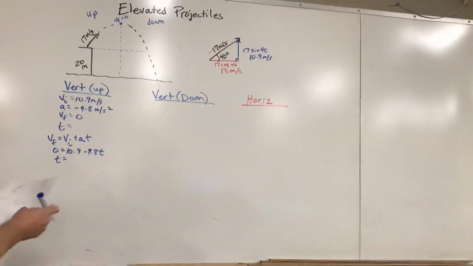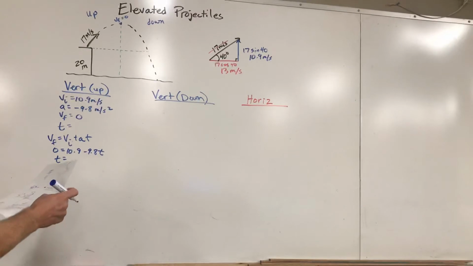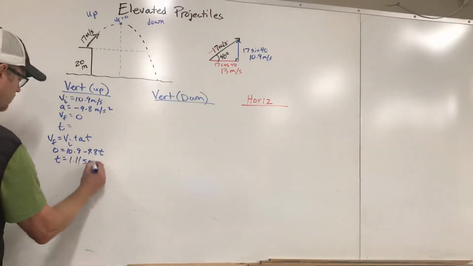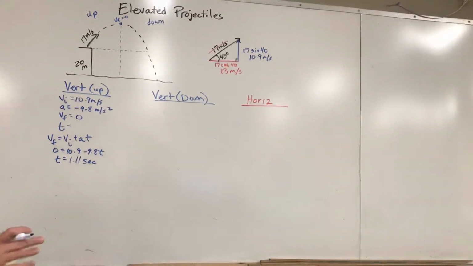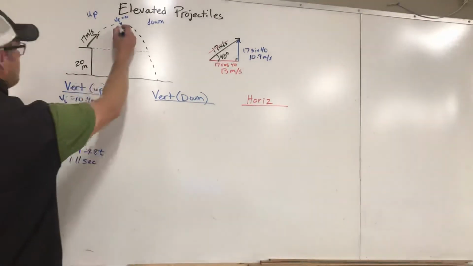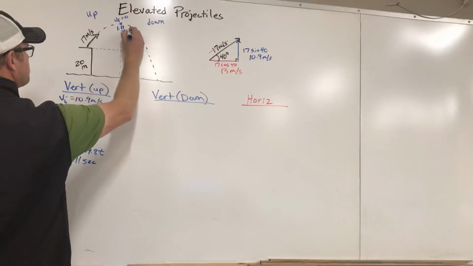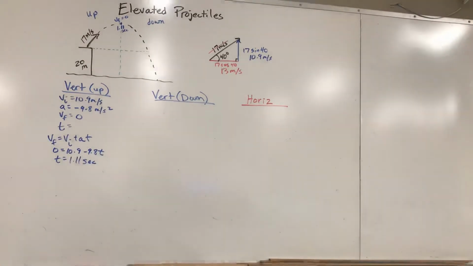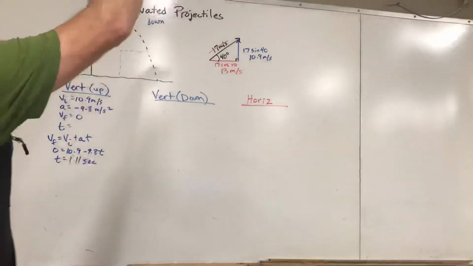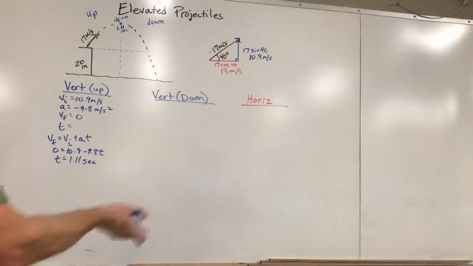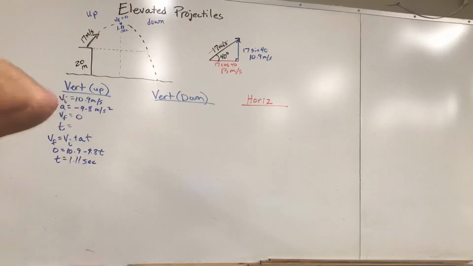Okay, and in this case, I calculated this and time should be 1.11 seconds. Now remember, we didn't find everything here. That means to get to the top of this, it takes 1.11 seconds. Okay? So it gets to the very top of its curve and then it starts back down. So there's a moment in time where it's actually not moving up and not moving down. That's the spot we're analyzing.